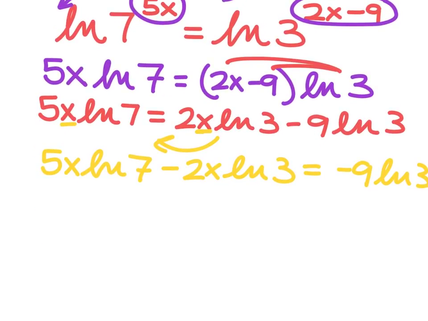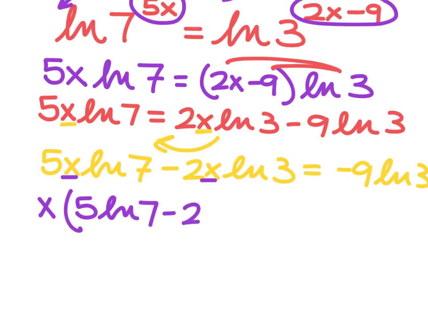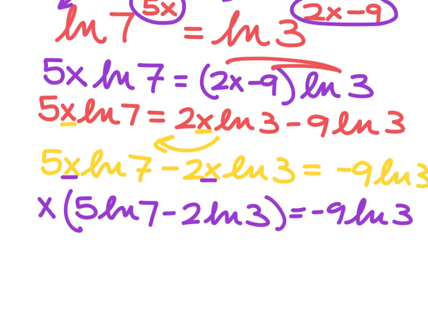Alright guys, next step, factor out the x. Both of these guys have an x in common. So I have x, parentheses, 5 natural log of 7 minus 2 natural log of 3, equals negative 9 natural log of 3. Wow, so close. This is record timing.